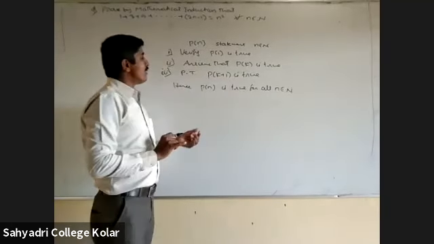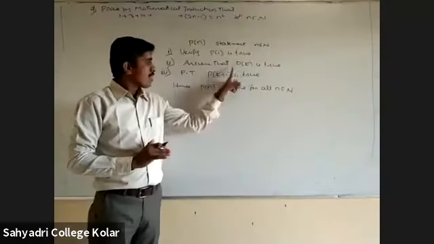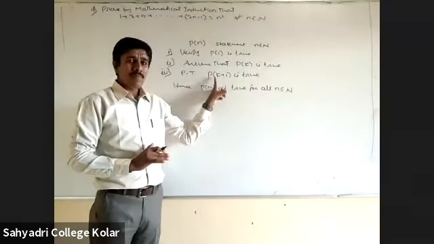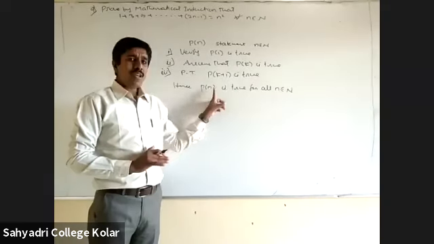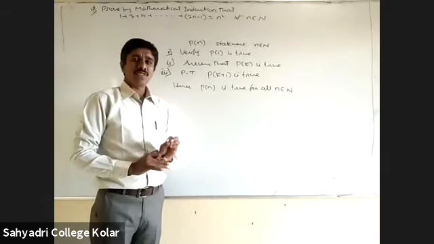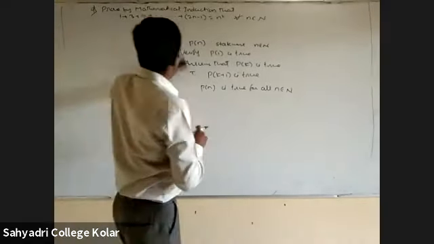By three cases. First one, verify that P of 1 is true. Second one, assume that P of k is true. Third one, we have to prove that P of k plus 1 is true. Then we say that P of n is true for all n belongs to N. Now go for the problem. Ninth problem.